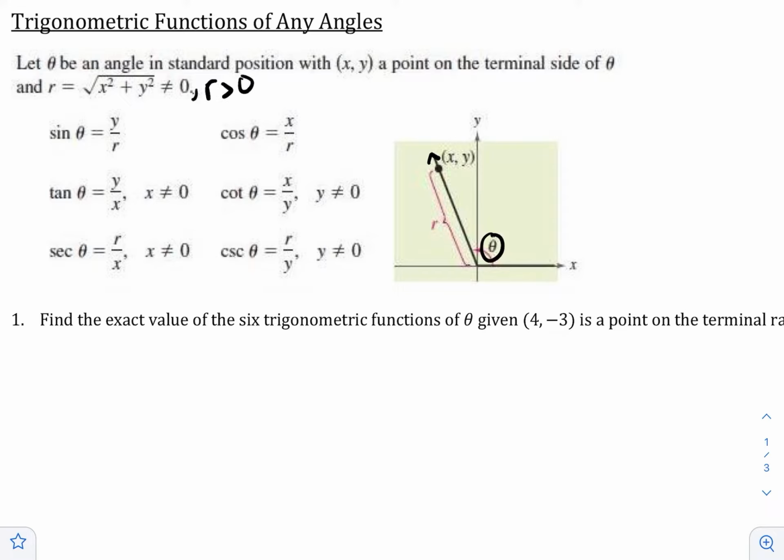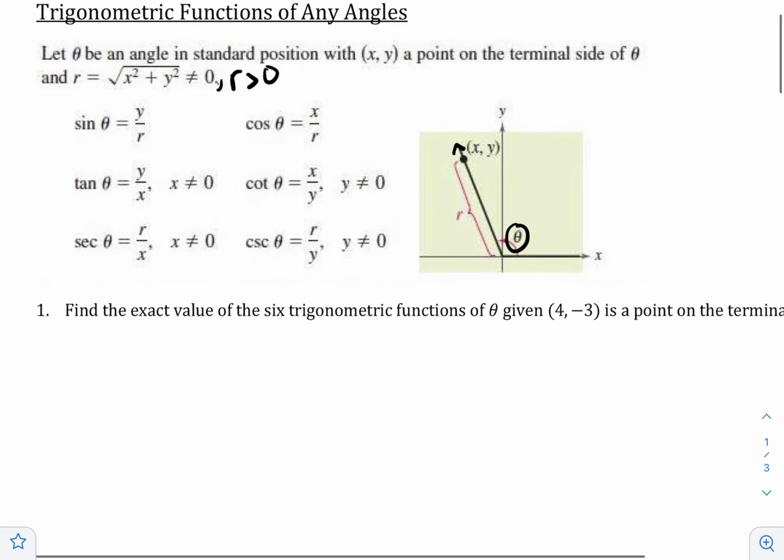Now, the other 3 trig functions will follow from our identities. So secant is going to be the reciprocal of cosine, cosecant will be the reciprocal of sine, and cotangent will be the reciprocal of tangent. So really what you want to focus on are going to be these 3 here.